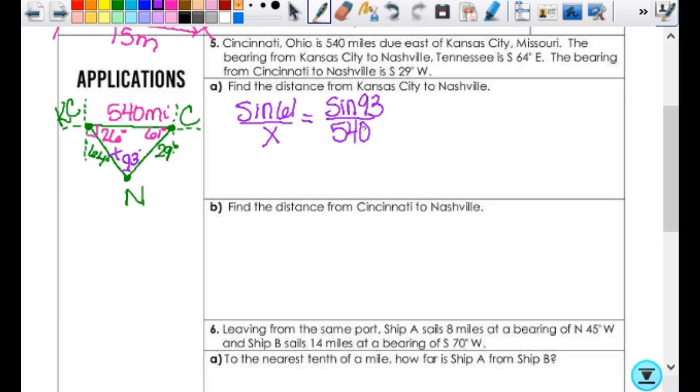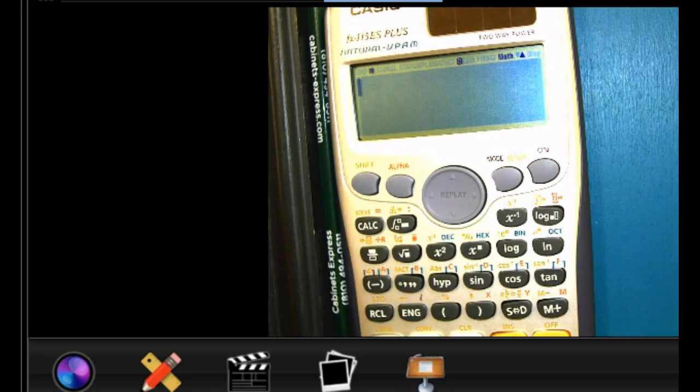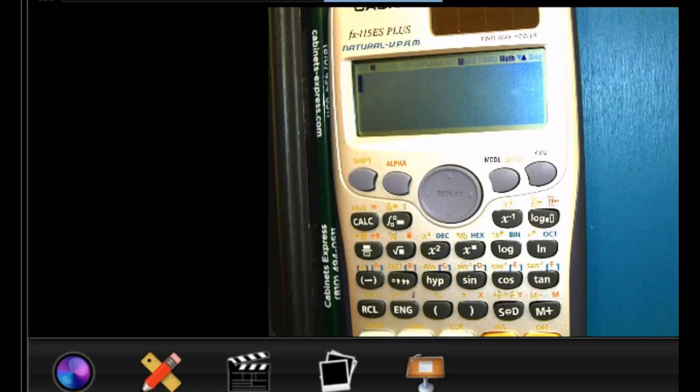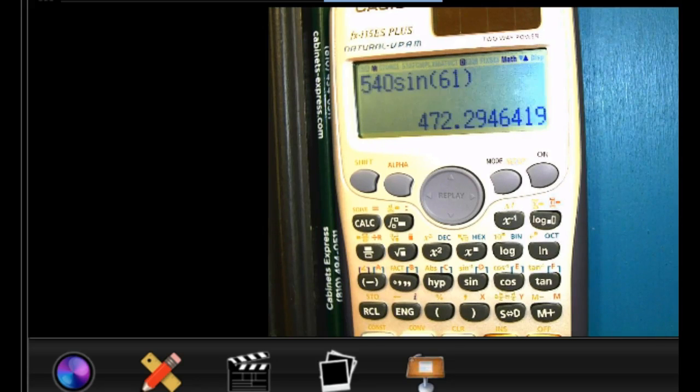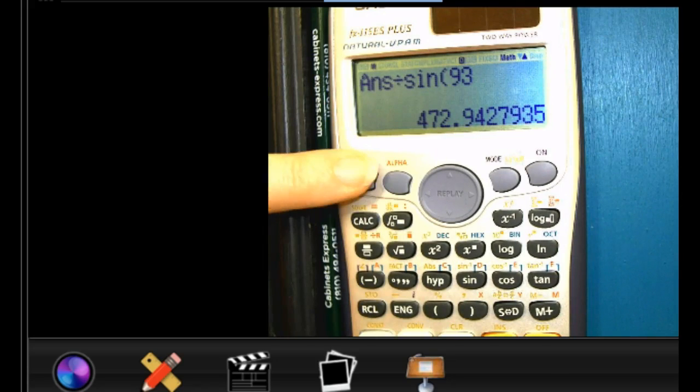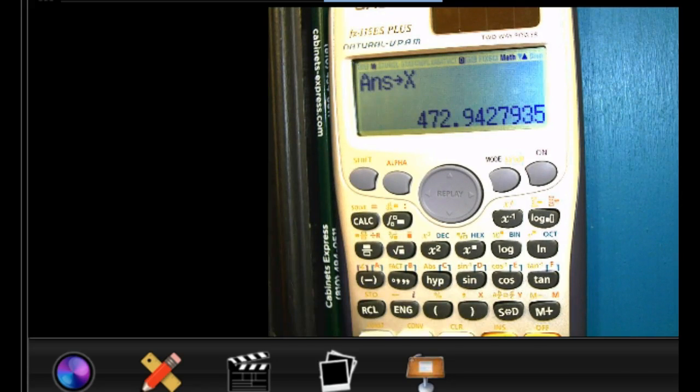Okay, let's see, I have 540 times the sine of 61, and then I divide that by the sine of 93. That gives me a side length, so there's no inverse anything, and that's what I get. Now I'm going to store that because I might need it in the second part, since I'm not done with the question. So I called it x, and I'm going to store it in x since that's what I called it. You can call it whatever you want. Just make sure you know where to find it.